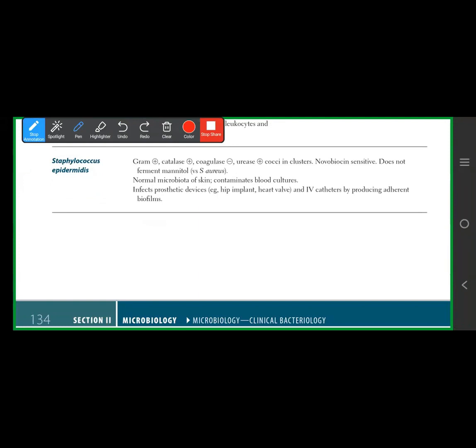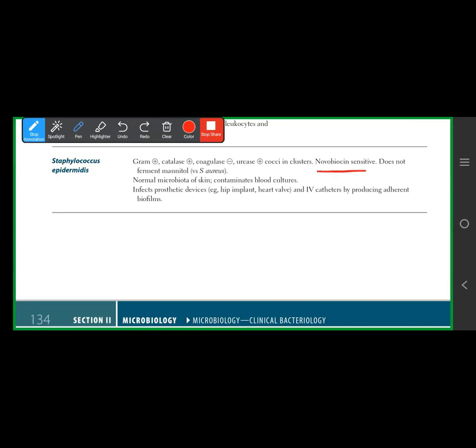Now if a patient is coming with epidermidis, how they will give you a case scenario is that it's the most common pathogen seen with respect to bloodstream infections, the nosocomial bloodstream infections. I will make a list of that. First, it's novobiocin sensitive.